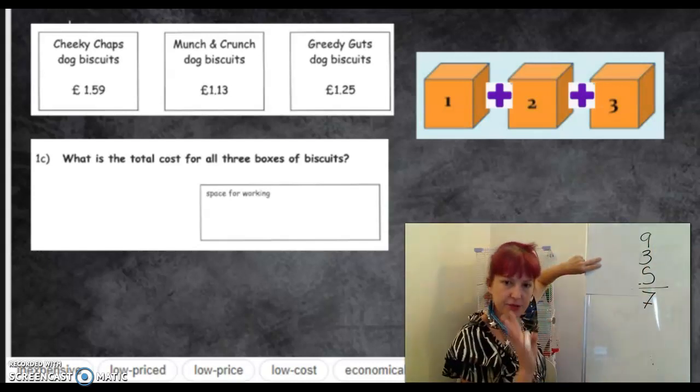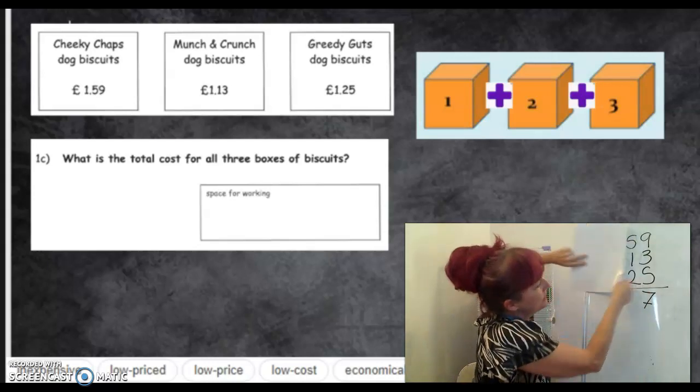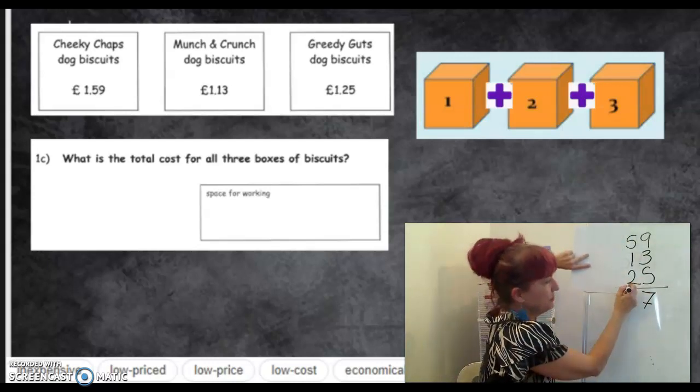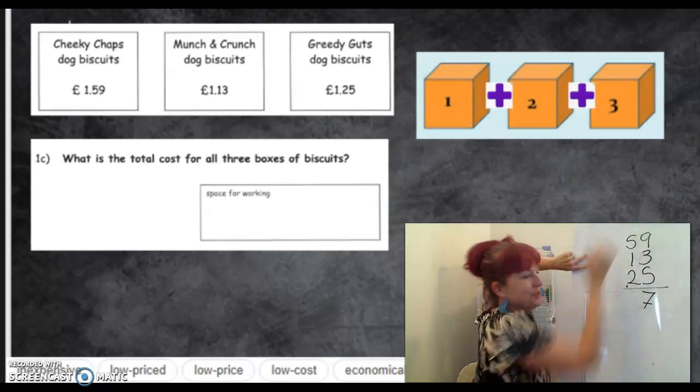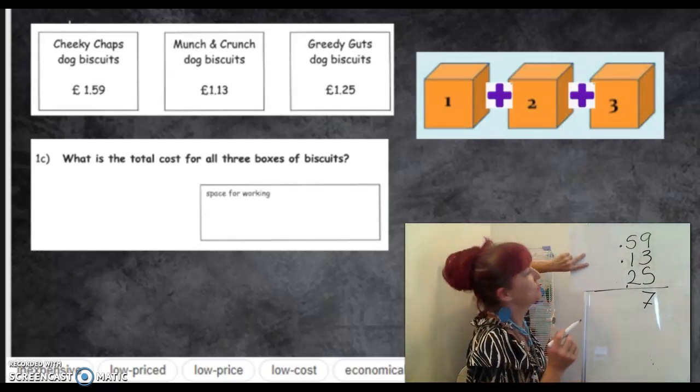But 17. I'm going to move my 1 over to the next column. I'm going to pop it at the bottom. I've seen some of you put it at the top. As long as you don't forget it, we're fine.